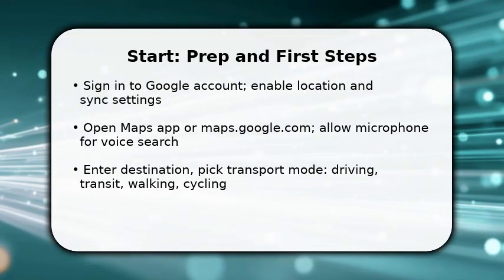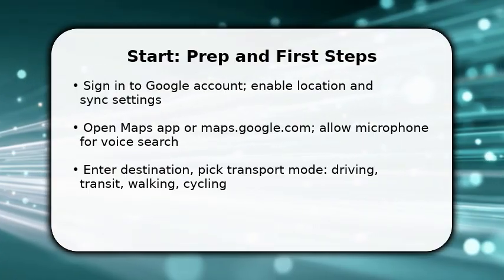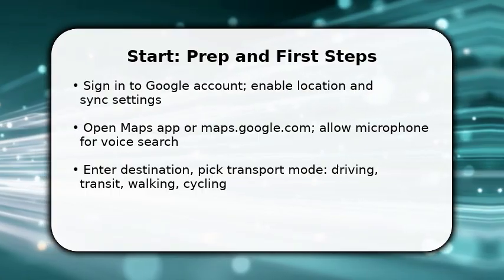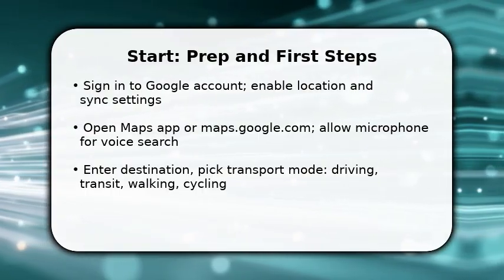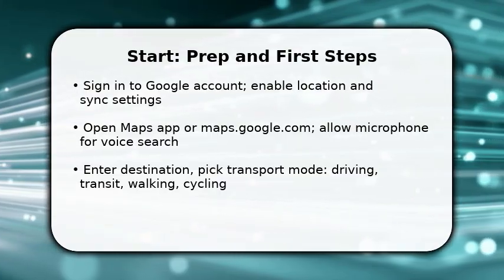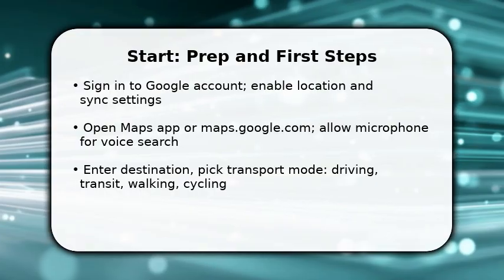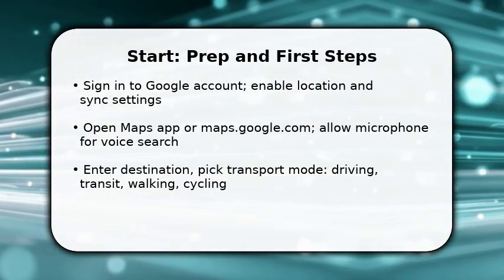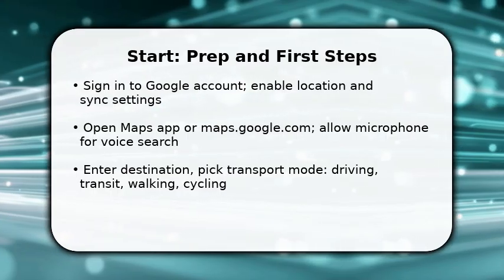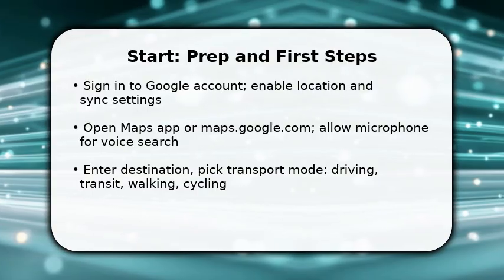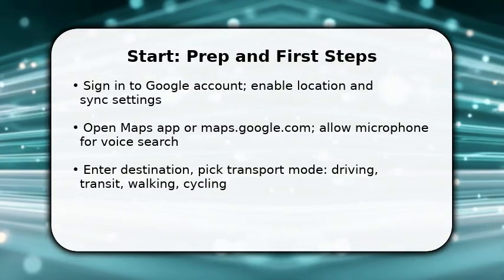You'll begin by signing into your Google account and enabling locations so maps can be accurate. Once done, open the app or website and allow microphone access for voice search to save time. Type or speak your destination, then choose driving, transit, walking, or cycling depending on your trip. Make sure to set departure versus arrival times if you need scheduling. This gets you moving immediately with live routing and avoids wasting time on preferences later.